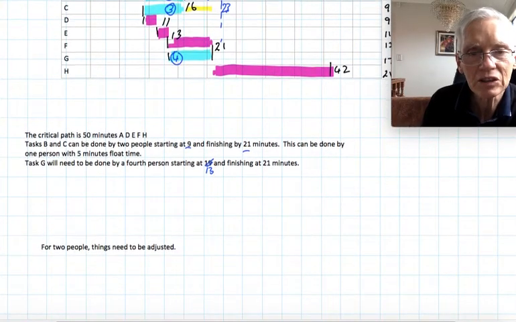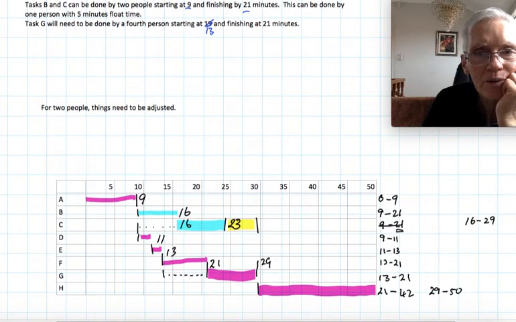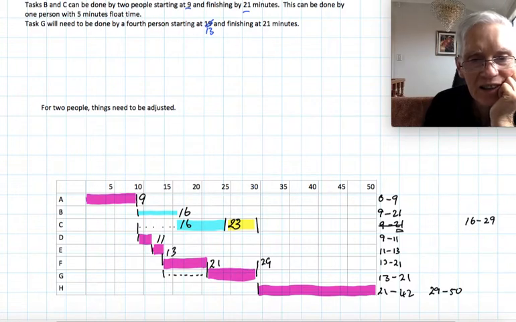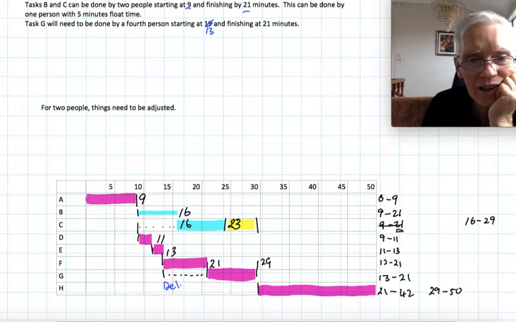For 2 people, you need to adjust things. So here I've done my diagram for 2 people. So I've got the 1 person in this initial colour here. So here's the first person. He does task A, takes him 9 minutes. Task D, 11, 13. Now because we've only got 2 people, we can't do F and G at the same time, so G has to be done later. And so these dots show the delay. So here I have the delay. We use up that time, and then at 29, it can go there.